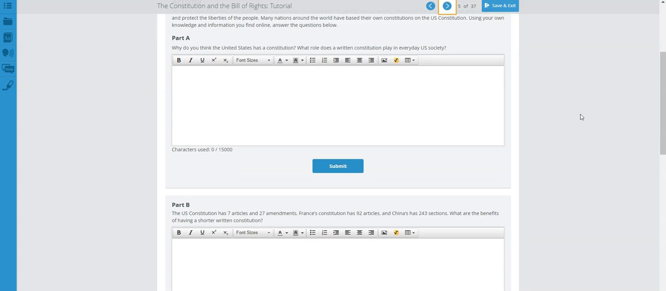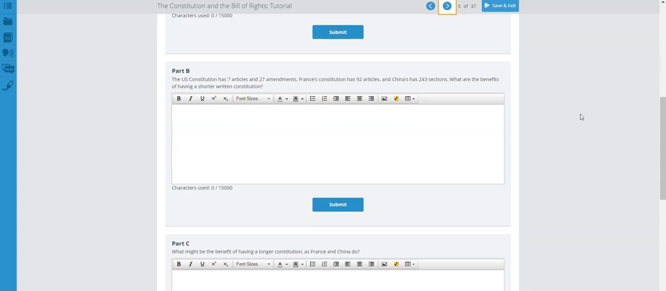Now, part B is asking you, the Constitution has 7 articles and 27 amendments. France's Constitution has 92 articles, and China has 243 sections. What are the benefits of having a shorter written Constitution? Please think about it. If you have too much writing, what's going to happen? If you have too little writing, what's going to happen? Are you over-explaining or are you under-explaining? Make sure that you provide, again, a good, solid paragraph here in order to answer this question.